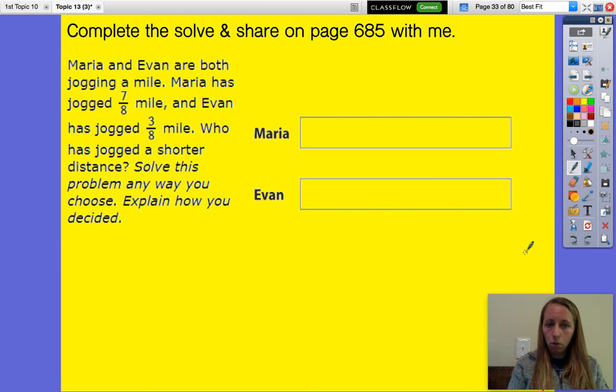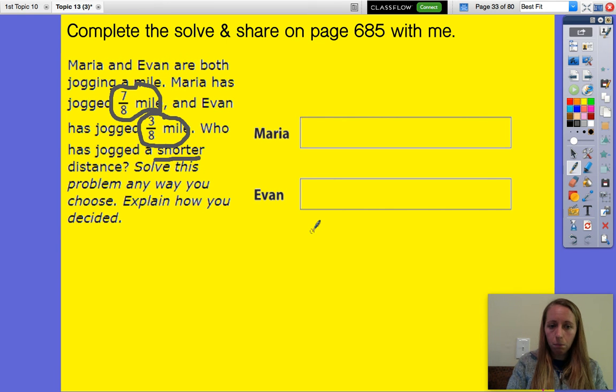Okay, if you want to follow along, this is in your workbook on page 685. Okay, Maria and Evan are both jogging a mile. They're both jogging a mile. That means their whole is the same. Maria has jogged 7/8 of a mile, and Evan has jogged 3/8 of a mile. Who has jogged the shorter distance? Okay, so let's look at these two.